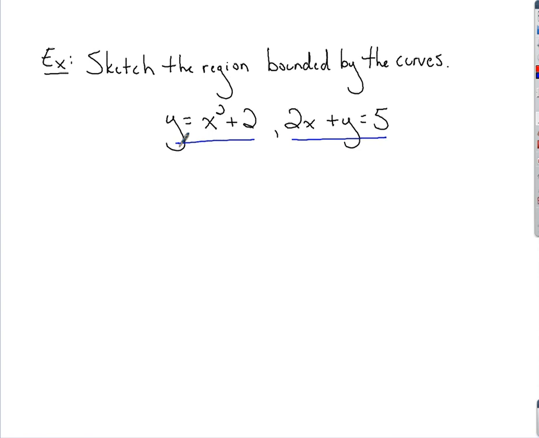these are graphs we should be familiar with. But one thing about sketching these regions that are bounded by curves that's important is you really need to find points of intersection when you do these. So off to the side, before I do the graph part, I find the points of intersection.